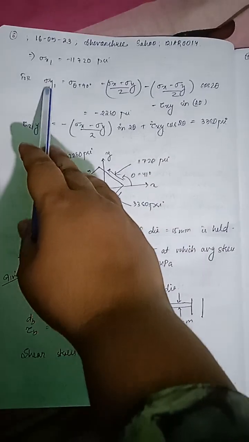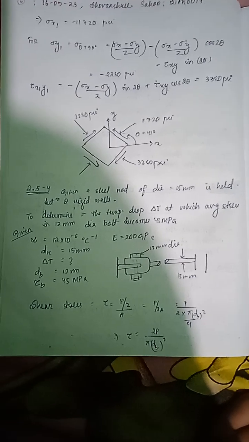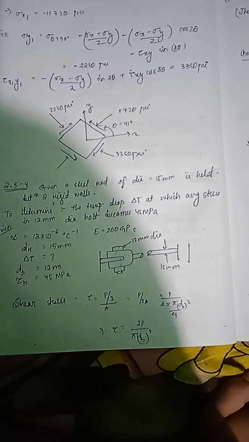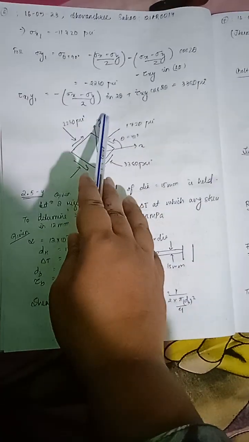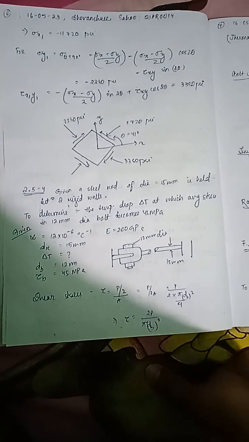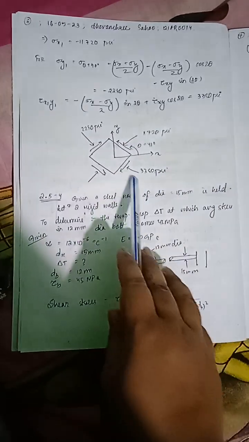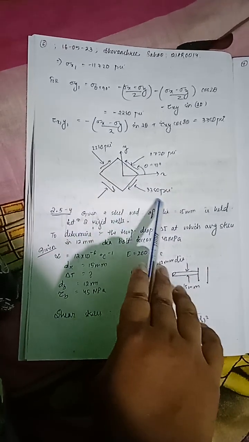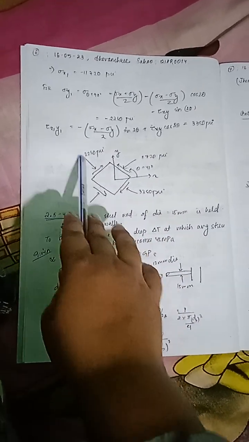So on solving, we get sigma x1 is equal to minus 11,720 pounds per square inch. Similarly, sigma y1 is equal to sigma at theta plus 90 degrees, which is equal to (sigma x plus sigma y)/2 minus (sigma x minus sigma y)/2 cos 2 theta minus tau xy sin 2 theta. Solving, we get minus 2280 pounds per square inch. Similarly, tau x1y1 is equal to minus (sigma x minus sigma y)/2 sin 2 theta plus tau xy cos 2 theta. And solving, we get 3380 pounds per square inch. And this is oriented at 41 degrees. We get 3380, 11,720 pounds per square inch, and 2280 pounds per square inch.